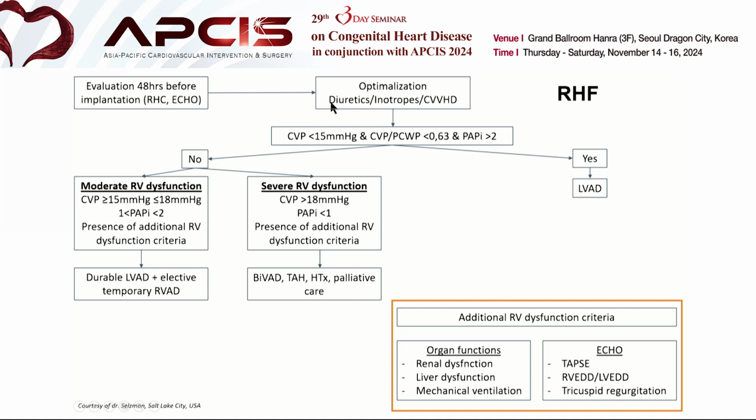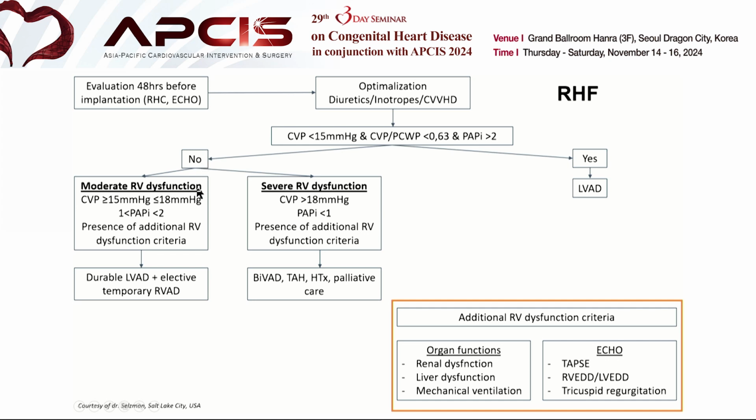We begin an evaluation 48 hours before LVAD implantation, which includes right cath and echo. And at this point, we can also optimize the patient's condition with diuretics and inotropics or CRRT. If CVP is less than 15, the CVP to pulmonary capillary wedge pressure ratio is below 0.6, and the PAPI is greater than 2, the patient is likely stable enough to proceed without additional intervention.